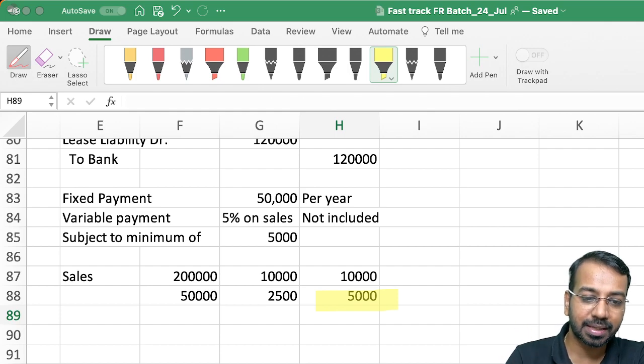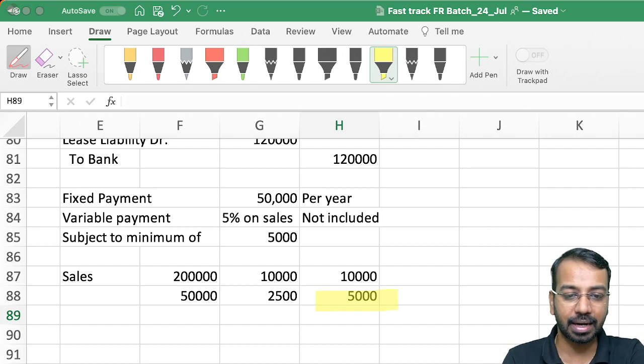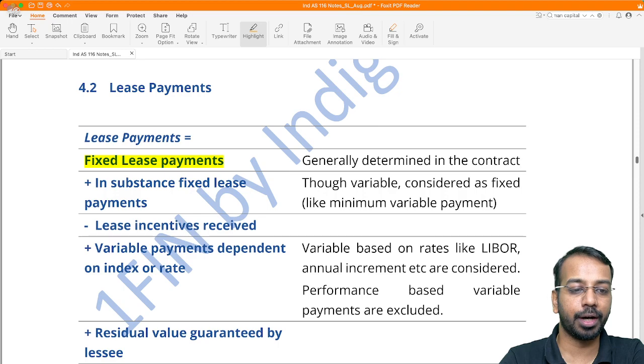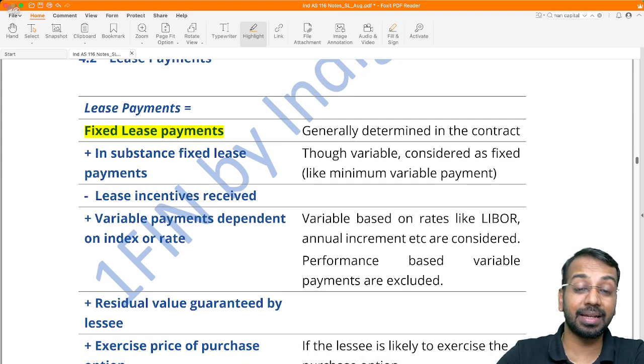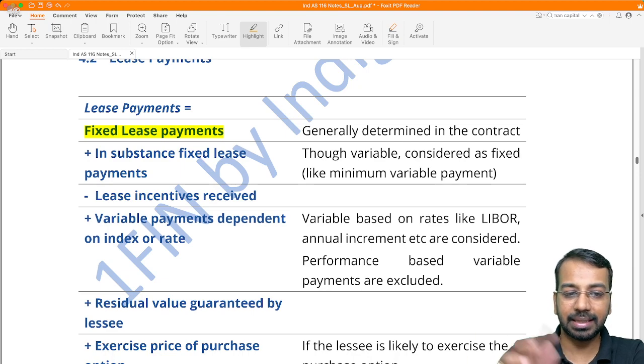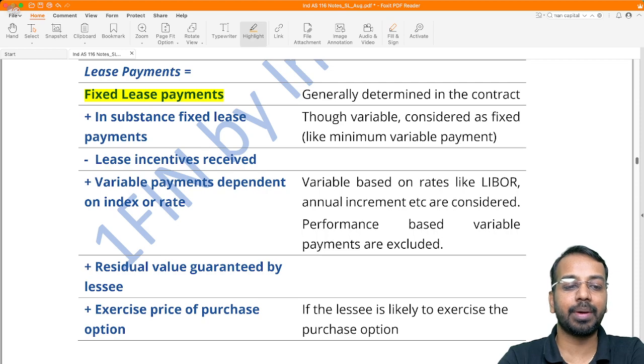But if it is in substance fixed payment, it is included. If you have any confusion here, please let me know so that I can clarify that. Otherwise, we can continue ahead. So the second aspect is in substance fixed payment, that is to be included. Then, if there are any lease incentives we discussed in the previous class, that will be excluded. Then I'll come to variable payments on index or rate separately.